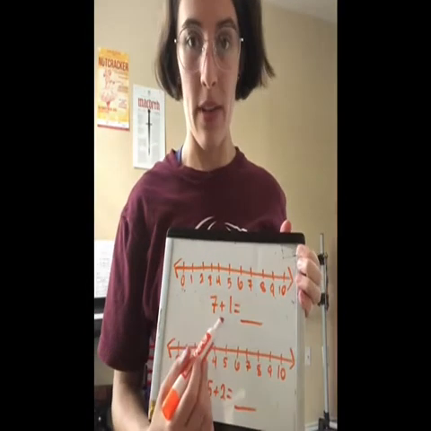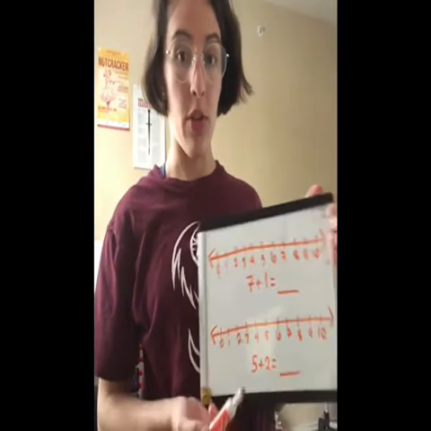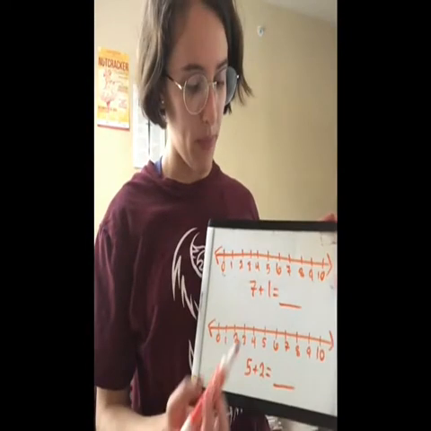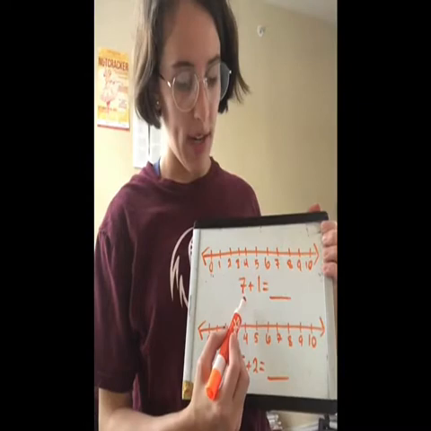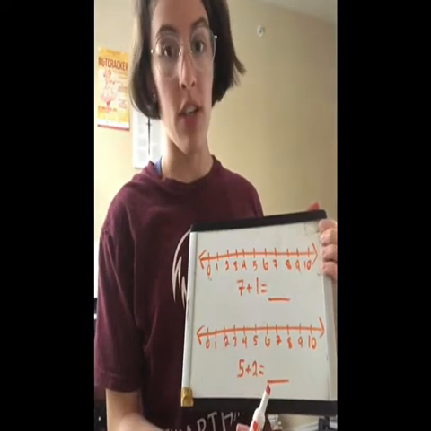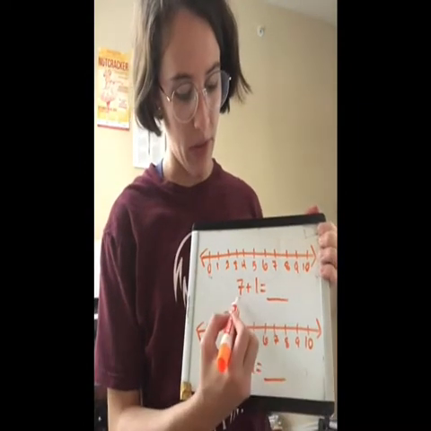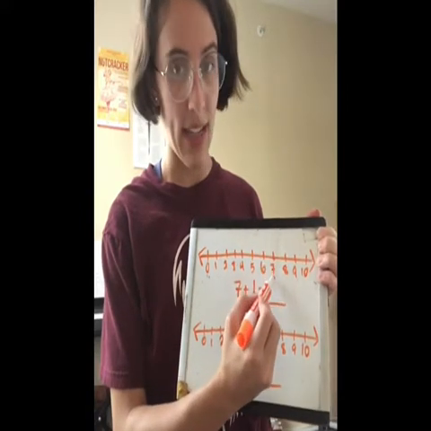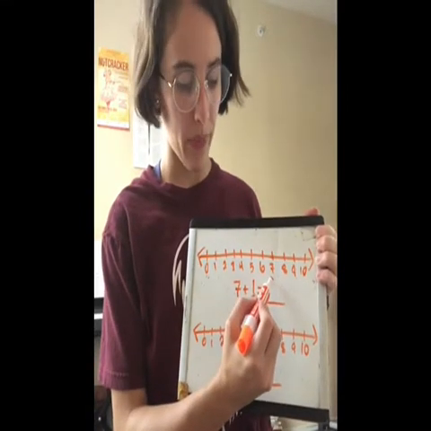The first problem is 7 plus 1. So when you're doing number lines, I like to think of number lines as a game of bunny hops. Whatever your first number is, that tells you where you're going to start on the number line. So since your first number is 7, you're going to start your bunny hops at 7 on the number line.